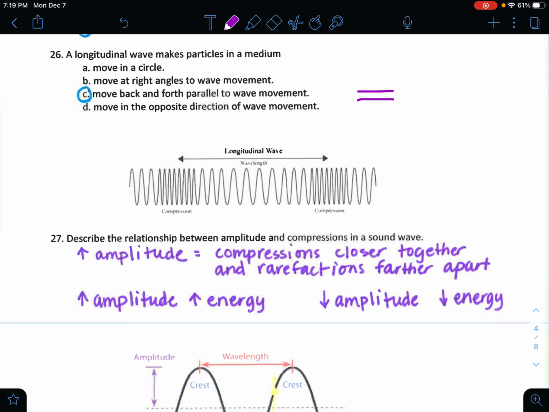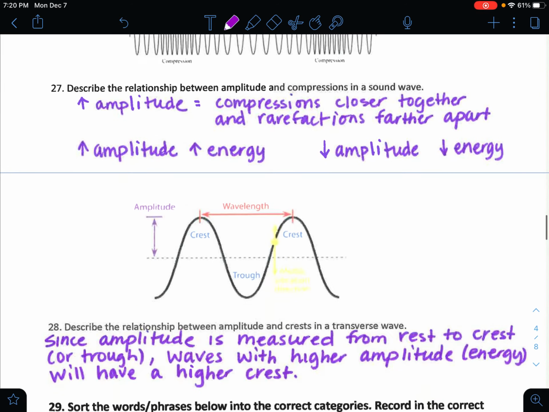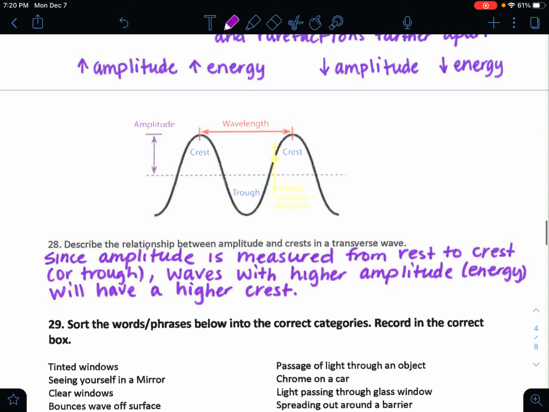Okay. All right, so here's a longitudinal wave. Describe the relationship between amplitude and compressions. So when we have increased amplitude, then the compressions are going to be closer together and the rarefactions are going to be farther apart. Increase amplitude, increase energy, decrease amplitude, decrease energy. Okay, so if you were comparing two compressional waves side by side, remember we looked at this in our reading essential, we are able to see that with a high amplitude wave, the compressions are closer together and then the rarefaction particles are farther apart.